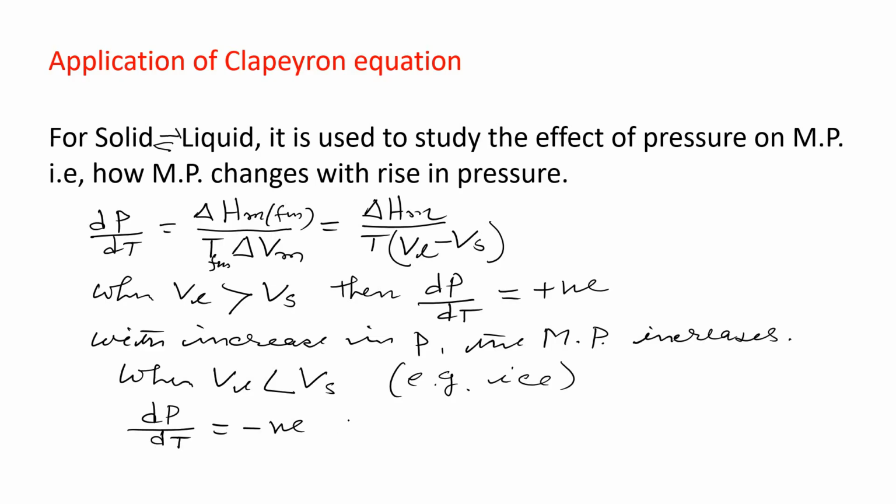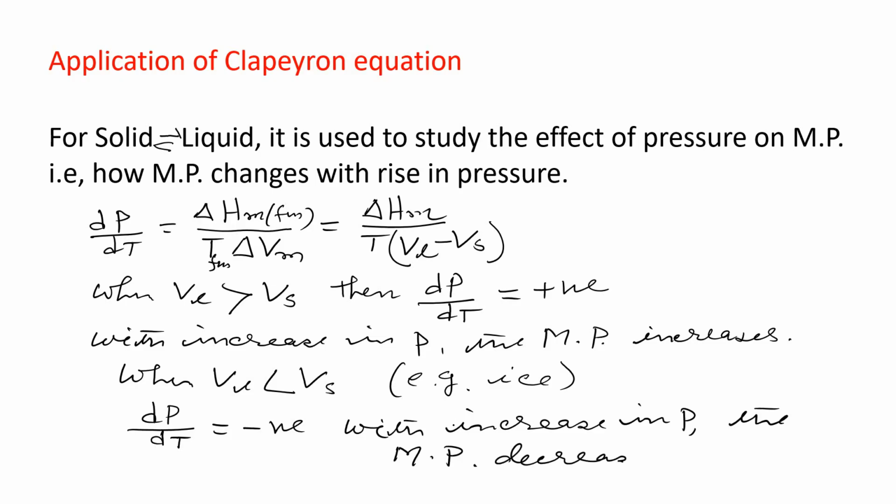In that case, what will happen? With increase in pressure, the melting point decreases. Melting point will decrease, because this is negative. If you increase this one, the melting point will decrease. Right? So this is the effect. That means we can study the effect of pressure on the melting point. This is the application.